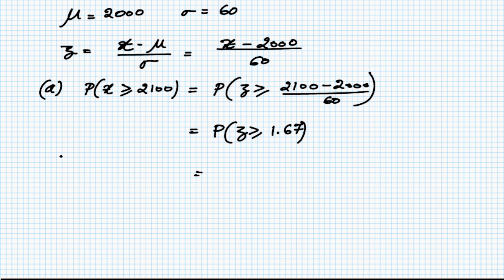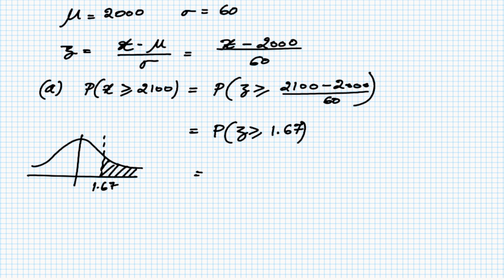Z greater than 1.67 means what? This is how it looks like. 1.67 is somewhere here. Okay, I want this area greater than 1.67, whatever is there towards the right. So I don't get that value from the table. I get the other value, 0 to 1.67 I get. So that means I should subtract from 0.5. So that is 0.5 minus phi value of 1.67.